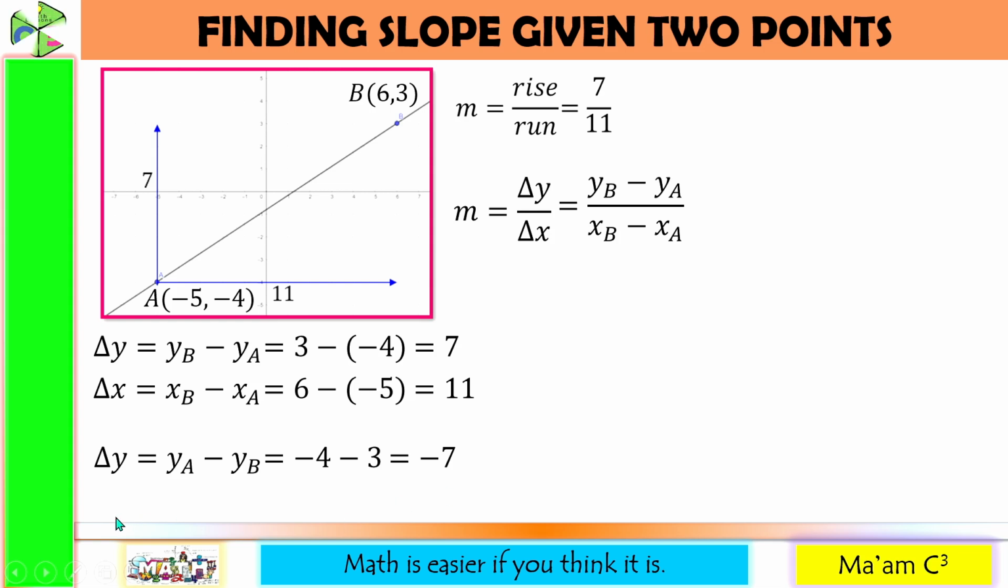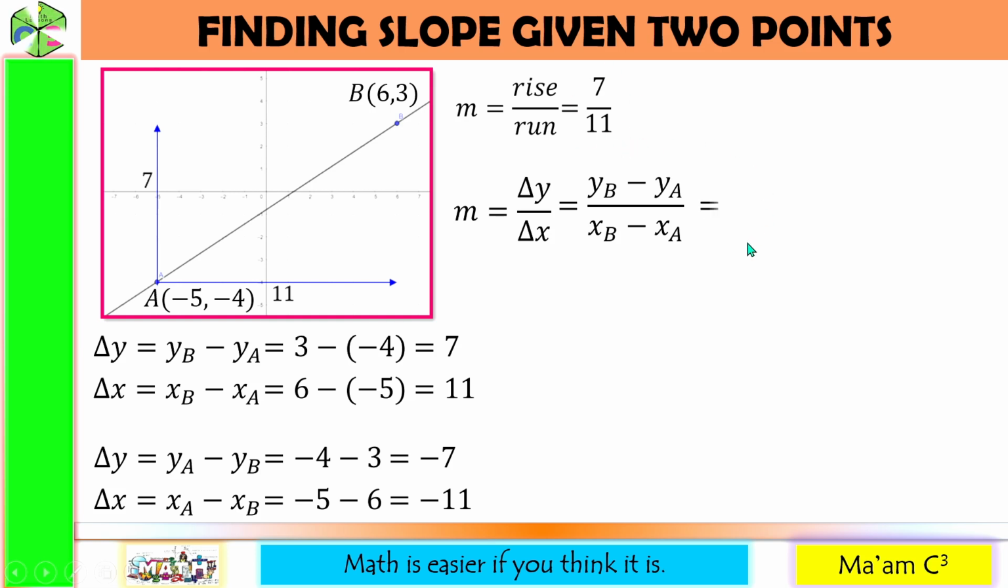Now, how about delta x? Change in x, but this time x sub a minus x sub b. X sub a is the x coordinate of point A, and that is negative 5, minus x coordinate of point B, which is 6. So negative 5 minus 6 is negative 11. And negative 7 divided by negative 11 is positive 7 over 11. So it's still the same answer.